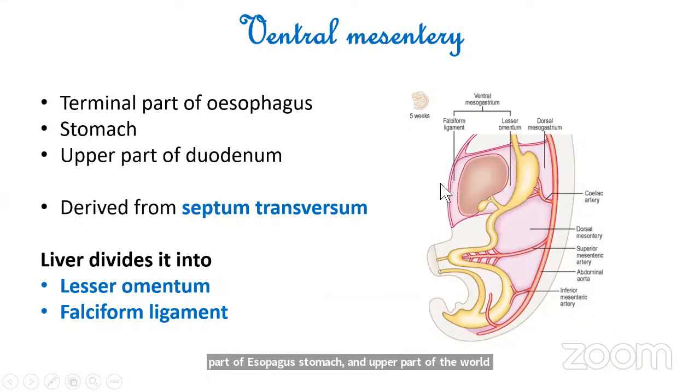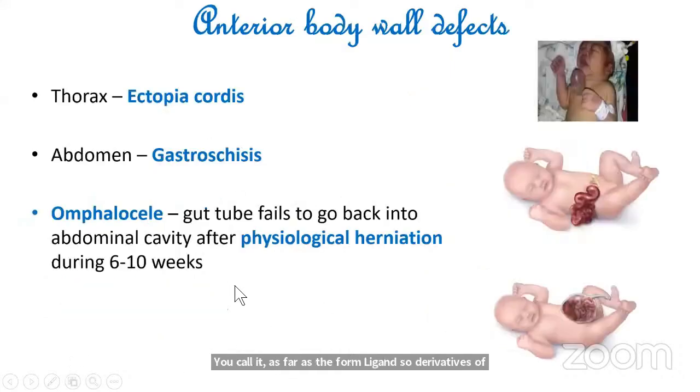And what happens to this ventral mesentery? When the liver is formed in the middle, it divides the entire ventral mesentery into two parts. One is the part lying between the liver and stomach, you call it the lesser omentum, and the part lying between the abdominal wall and liver, you call it the falciform ligament. So derivatives of ventral mesentery: lesser omentum and falciform ligament.